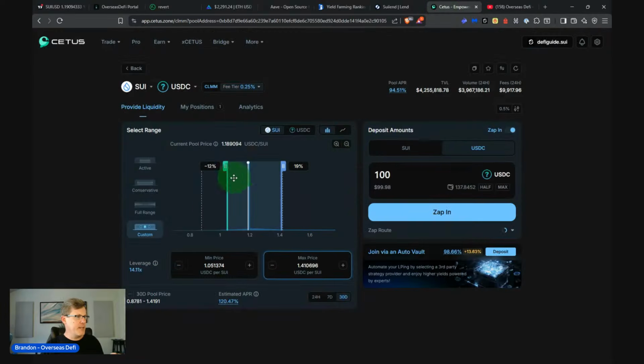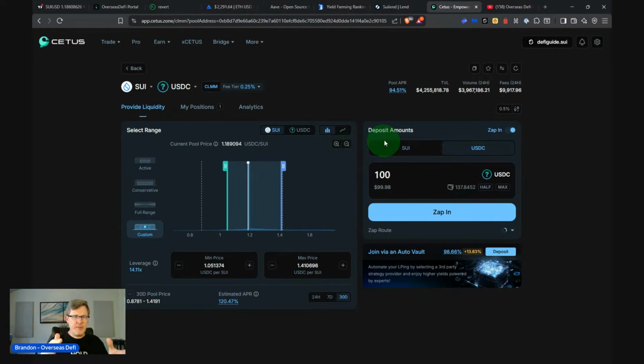Let's finish out this position. So I set up my amount, I'm going to deposit $100 into this position. I set up my price range and I can just zap it in. Now, under the hood, what's going to happen here is Cetus will trade the correct amount of USDC over to SUI, and it'll load both of those shelves. I don't know why this isn't working. I was going to cancel the transaction anyway because I already have an open position from last week.